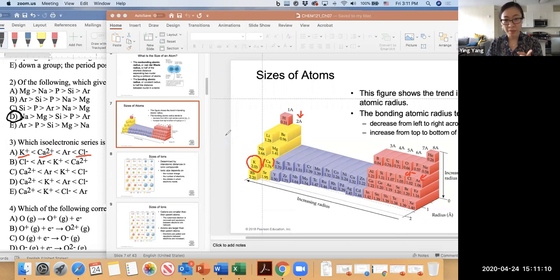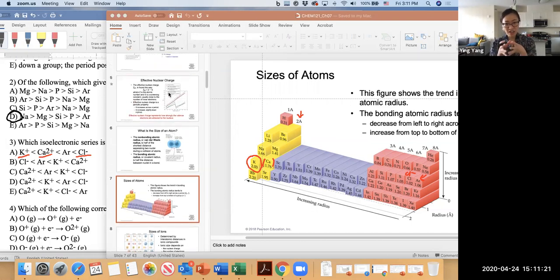And that would be determined by the concept here, the effective nuclear charge. If the electron in the outermost shell feels a larger charge, what would happen? The attractive force will be larger, and therefore the size of the ion will be smaller, right? So we go from here to here and find out which one has the highest effective nuclear charge, and that one will have the smallest size.